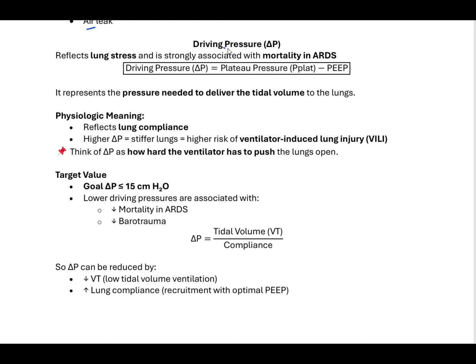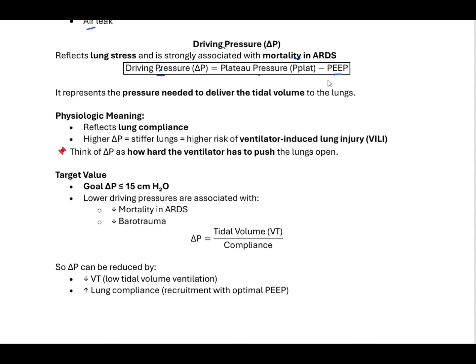This driving pressure reflects the lung stress, and is strongly associated with mortality in ARDS. And what's driving pressure? Driving pressure is the difference between the plateau pressure and the PEEP. That difference between the plateau pressure and the PEEP, that's going to be the driving pressure.